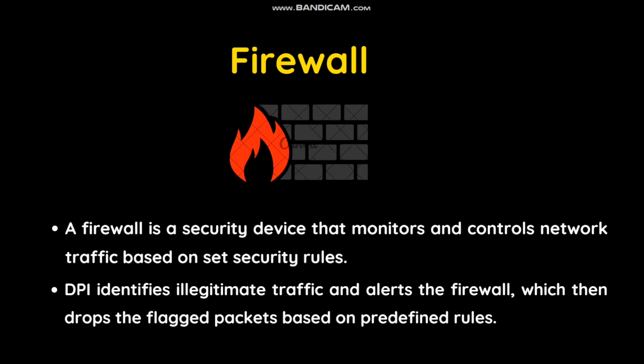After that, the firewall comes into the role. A firewall is a security device that monitors and controls the network traffic based on a set of rules created by users or organizations. Once the DPI identifies the malicious traffic, it alerts the firewall. Then the firewall drops those malicious packets from our network.